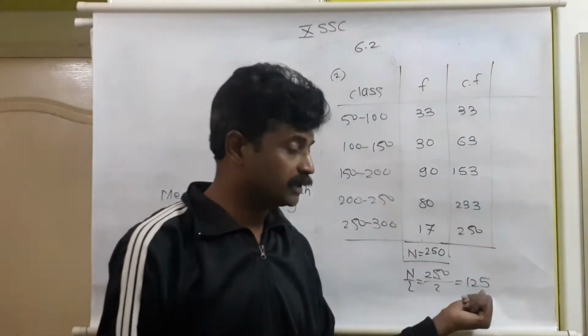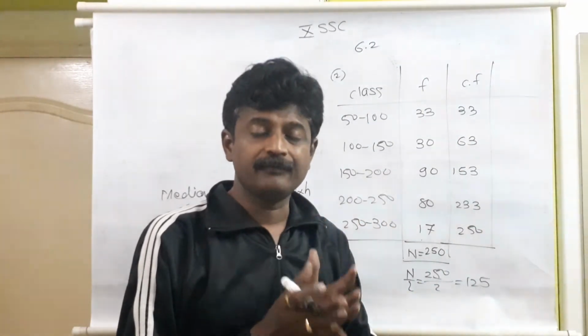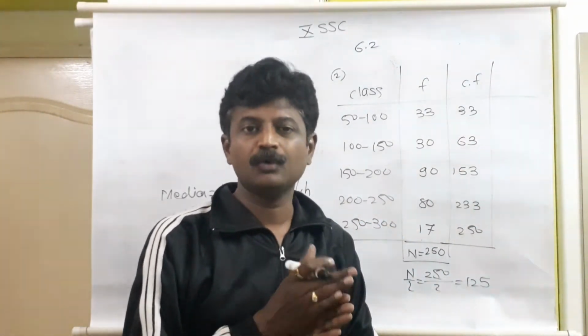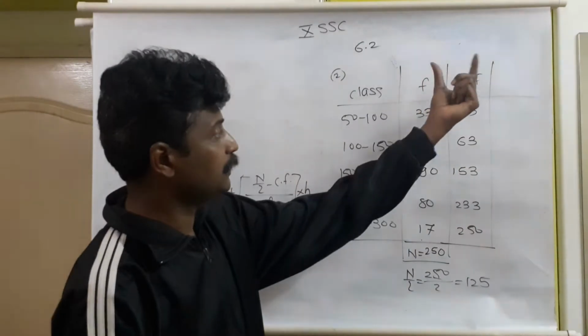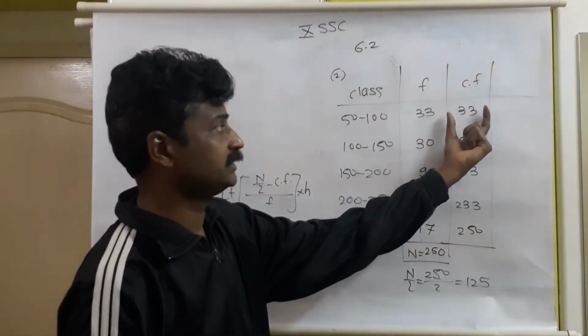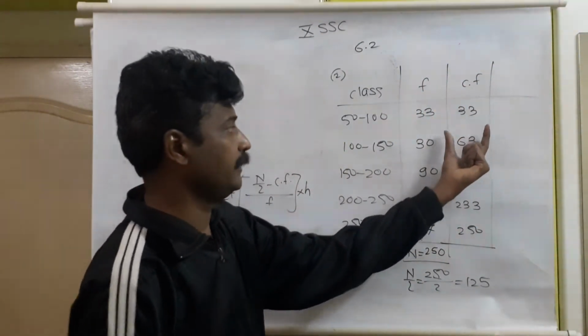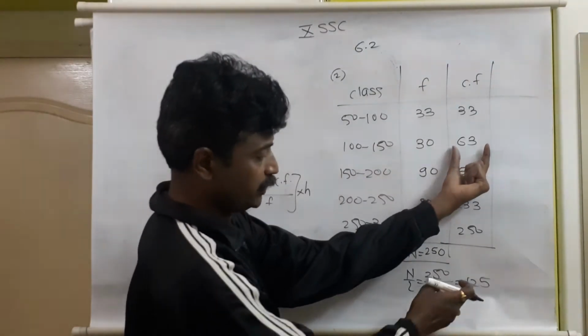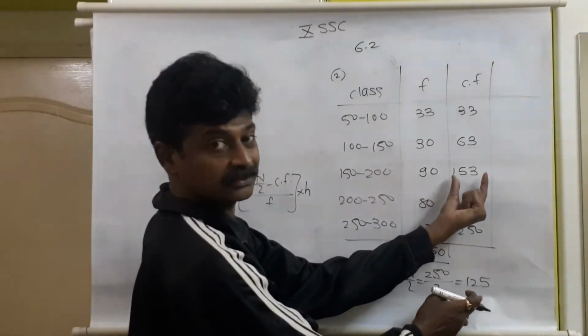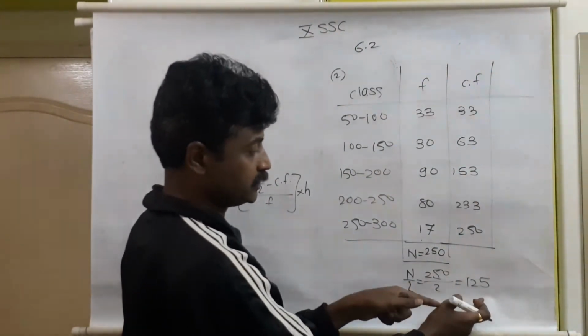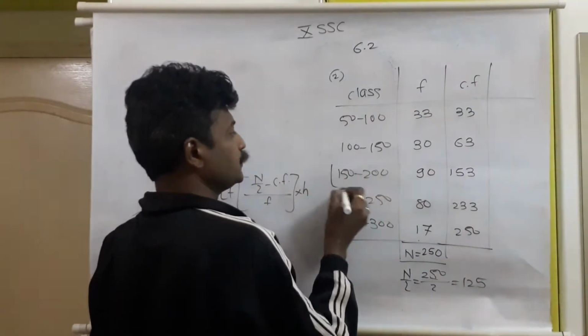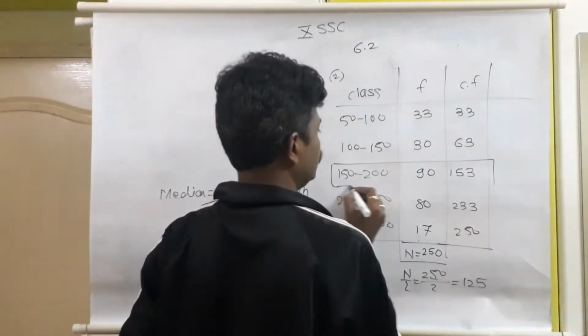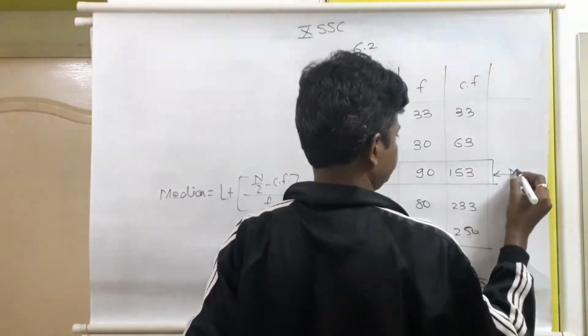Now let us decide the median class. N by 2 value is 125, so we need the first CF more than 125. First cumulative frequency more than 125. 33 less than 125. 63 less than 125. 153 is the first cumulative frequency which is more than 125. So this class will be the median class.